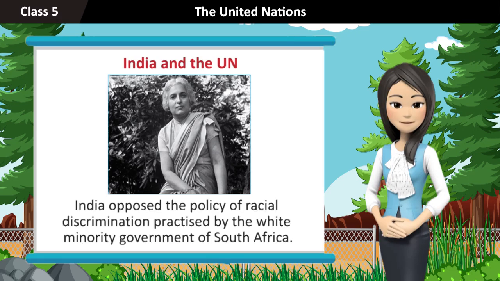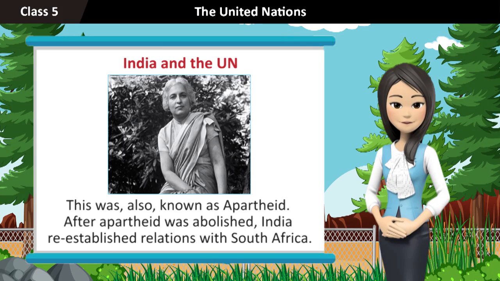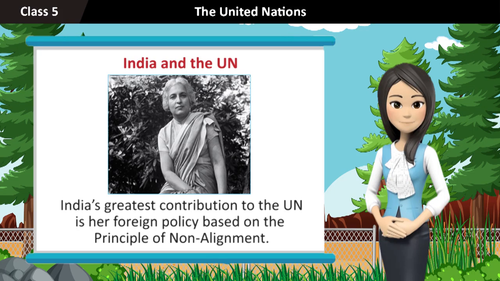India opposed the policy of racial discrimination practiced by the white minority government of South Africa. This was also known as Apartheid. After Apartheid was abolished, India re-established relations with South Africa. India's greatest contribution to the UN is her foreign policy based on the principle of non-alignment.